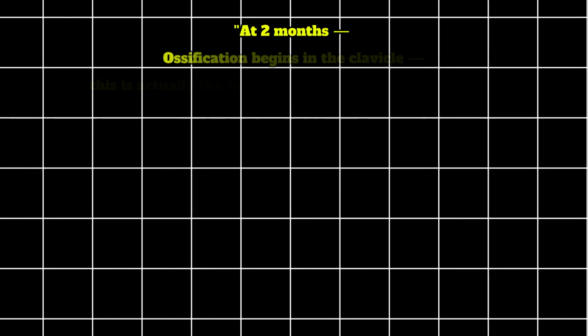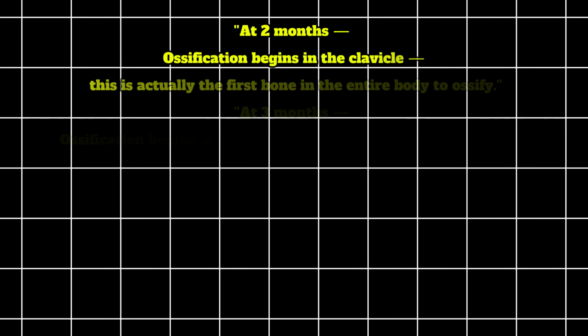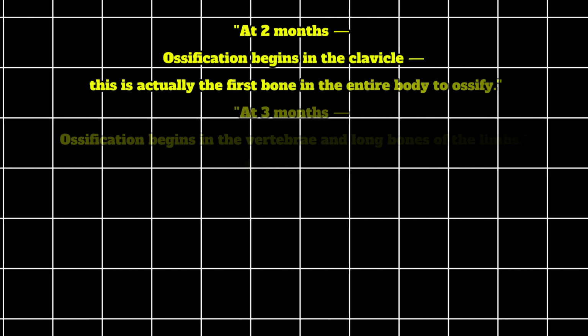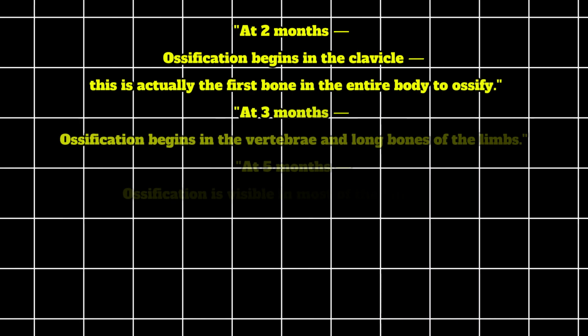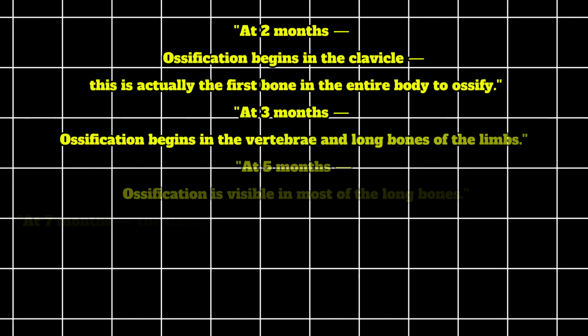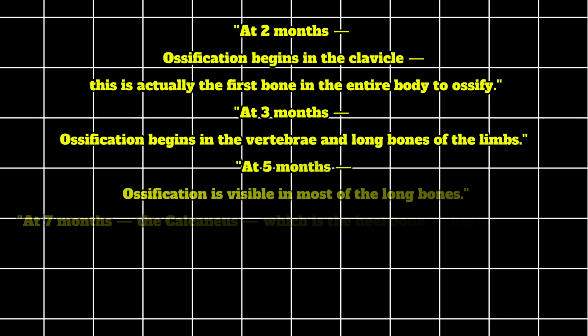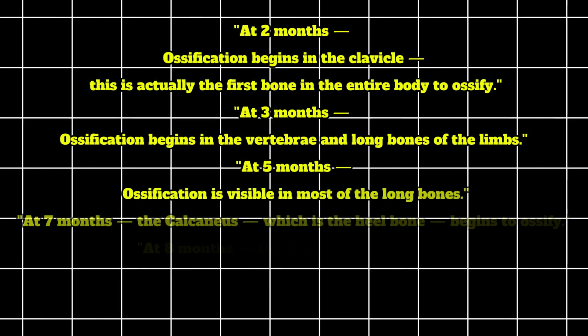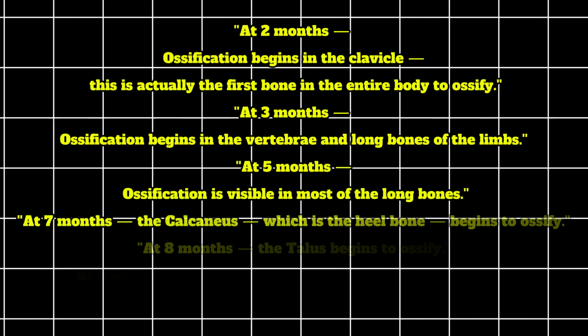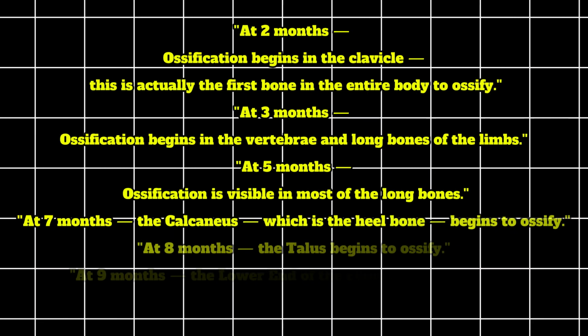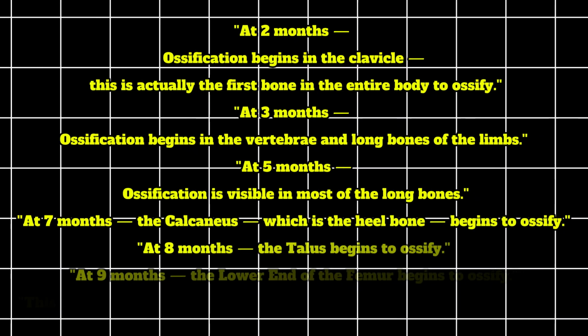At 2 months, ossification begins in the clavicle. This is actually the first bone in the entire body to ossify. At 3 months, ossification begins in the vertebrae and long bones of the limbs. At 4 months, ossification is visible in most of the long bones. At 5 months, the calcaneus, which is the heel bone, begins to ossify.